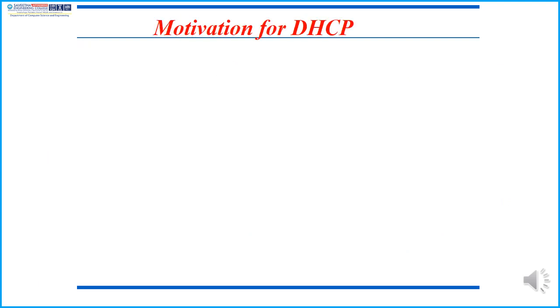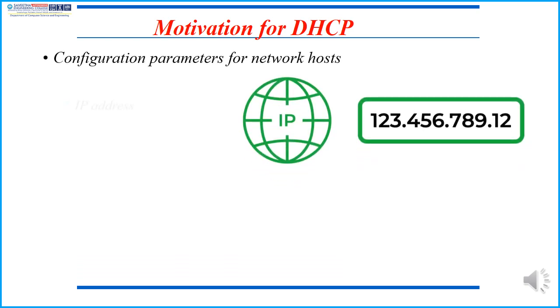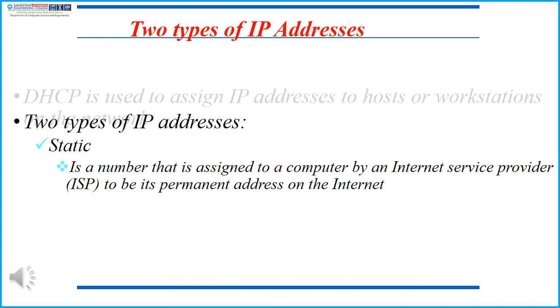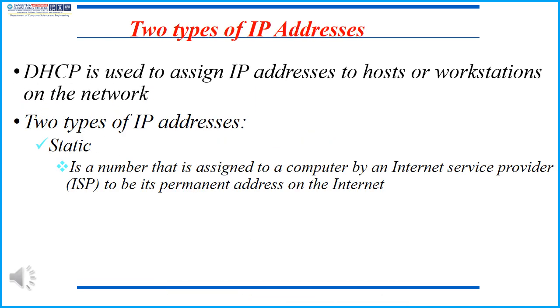The main motivation for DHCP is that it provides configuration parameters for a network's hosts, such as IP address, router, subnet mask, and others. DHCP is used to assign IP addresses to hosts or workstations on the network.